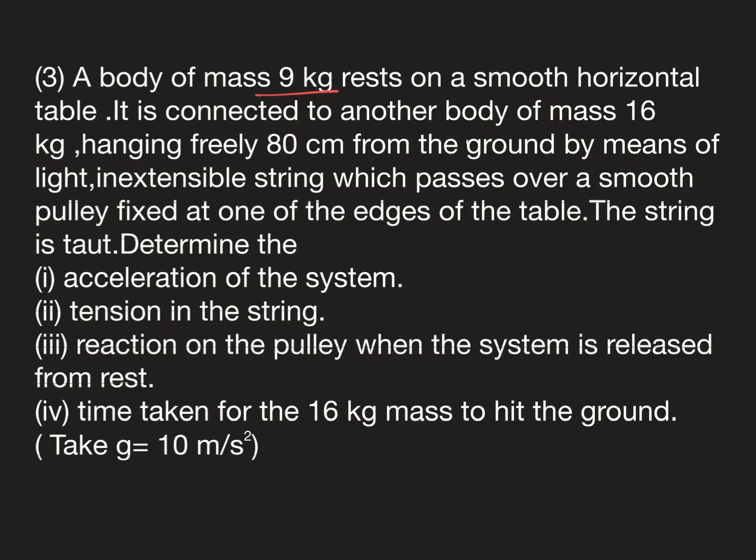A body of mass 9 kilograms rests on a smooth horizontal table. It is connected to another body of mass 16 kilograms hanging freely 80 centimeters from the ground by means of a light inextensible string which passes over a smooth pulley fixed at one of the edges of the table. The string is taut. Determine the acceleration of the system, the tension in the string, the reaction on the pulley when the system is released from rest, and the time taken for the 16 kilogram mass to hit the ground.